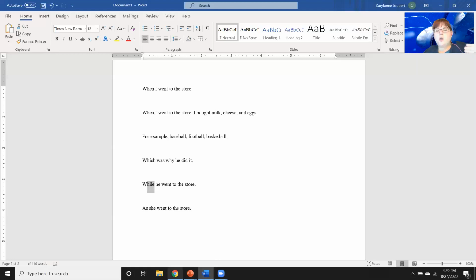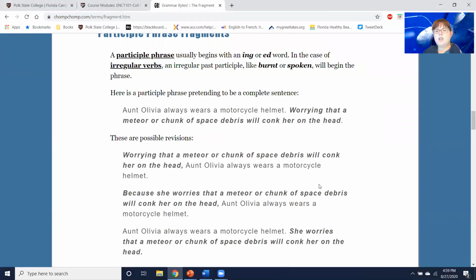We also have a few other cases of fragments. So one of them is the participle phrase. Those are usually ending in ing or ed. In the case of irregular verbs, it might be like burnt or spoken. That might begin the phrase. So this idea of worrying that a meteor or chunk of space debris will conk her on the head. If we leave it right at that, yes, we have the idea of that person's worrying, but what's going on? Aunt Olivia always wears a motorcycle helmet.